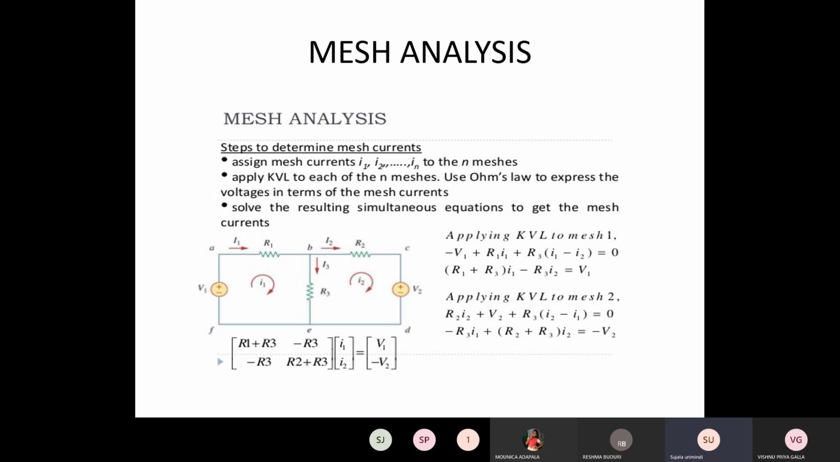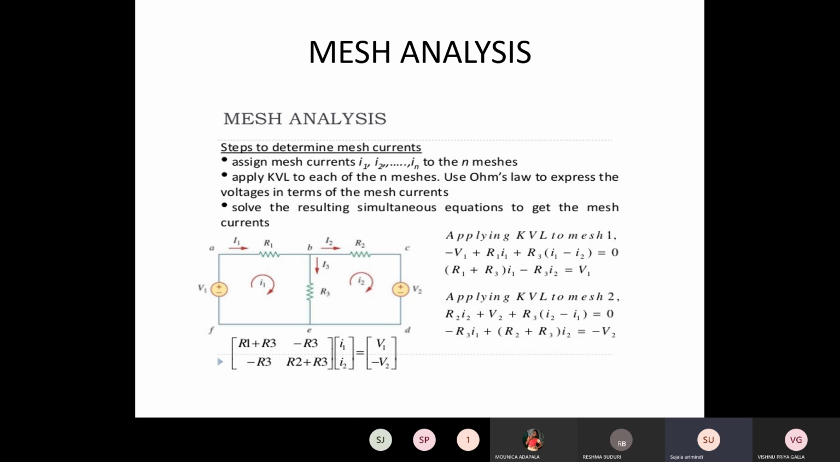Next, plus 2 minus, because I am writing this equation, but the loop will be like that. So we have to start here. Plus 2 minus I2 R2, plus 2 minus V2, and come to here, plus 2 minus R3 into I2 minus I1, is equal to 0. So when you observe this circuit carefully, R1 belongs to I1 and R2 belongs to I2. There is no problem in writing those equations.